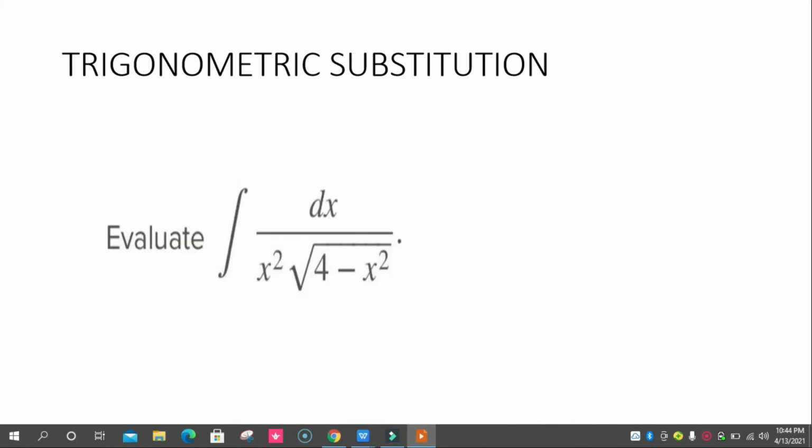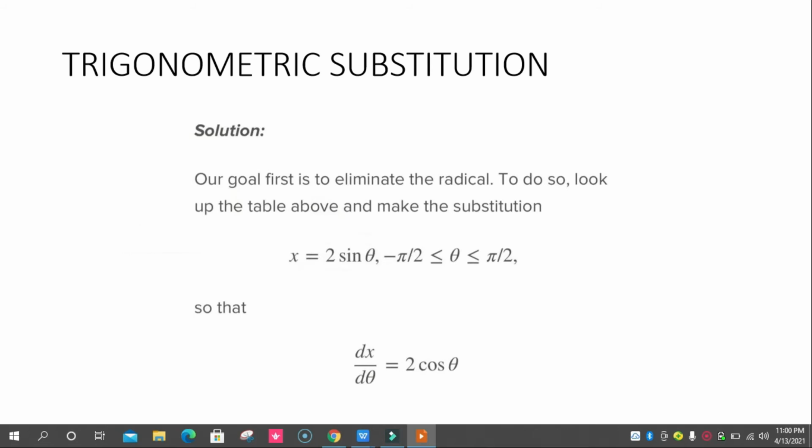Okay, now let's evaluate the integral of dx over x squared square root of 4 minus x squared. Our goal first is to eliminate the radical. To do so, look up the table before and make the substitution, which is x equals 2 sine theta, where negative pi over 2 is less than or equal to theta, and theta is less than or equal to pi over 2. So dx over d theta will equal 2 cosine theta. Then we can simplify this as dx equals 2 cosine theta d theta.